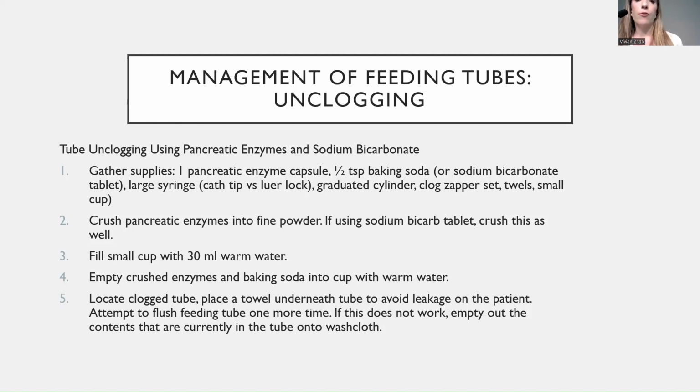I'm going to go through these because this is just something that I came up with as far as the timing and everything. It's more of just a recommendation, and it worked for my patients every single time. So we would take one pancreatic enzyme capsule, crush it up, and mix it with half a teaspoon of baking soda, or if you're in the hospital and you order from the pharmacy, the sodium bicarb tablet works as well. Get a large syringe. We used cap tip, and then a graduated cylinder, a clog set or a clog zapper set, and then towels and a small cup.